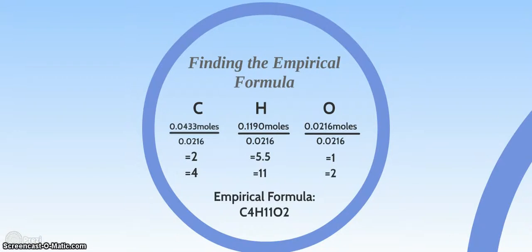But since you want the whole numbers for your empirical formula, we multiply the ratios by 2 to get 4, 11, and 2. The empirical formula for this question is C4H11O2.